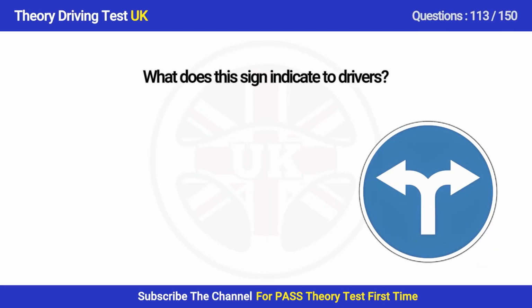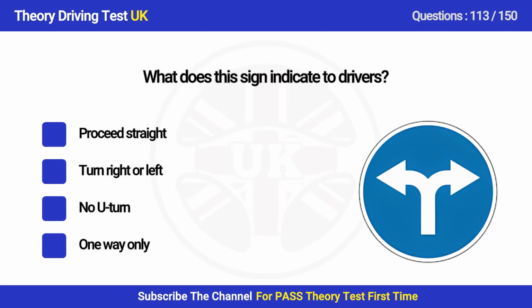Question 113. What does this sign indicate to drivers? A. Proceed straight, B. Turn right or left, C. No U-turn, D. One way only. Answer is B. Turn right or left.